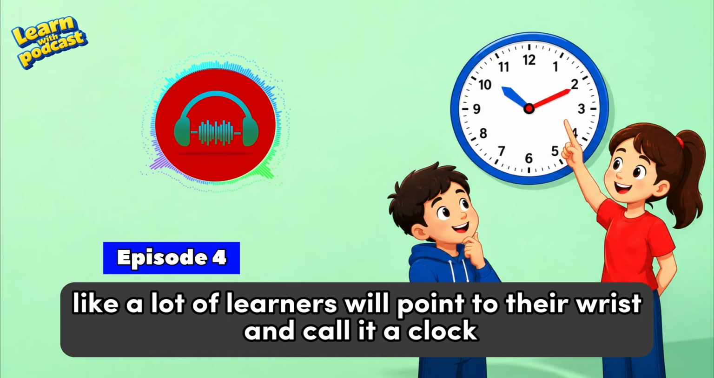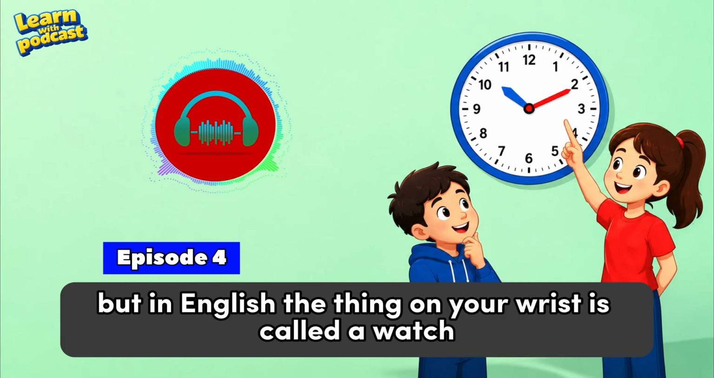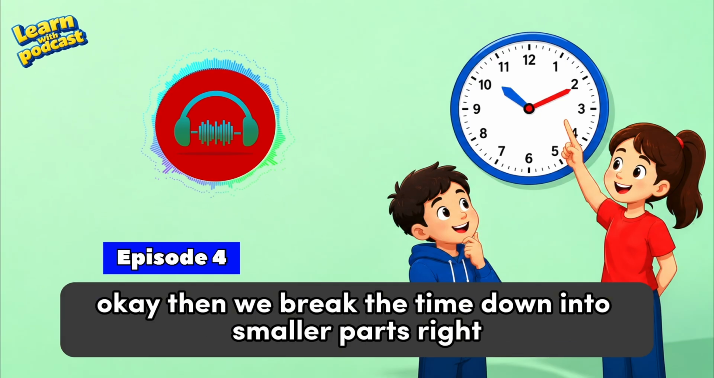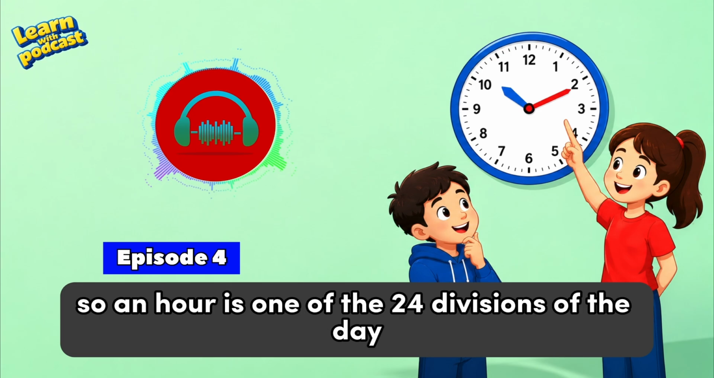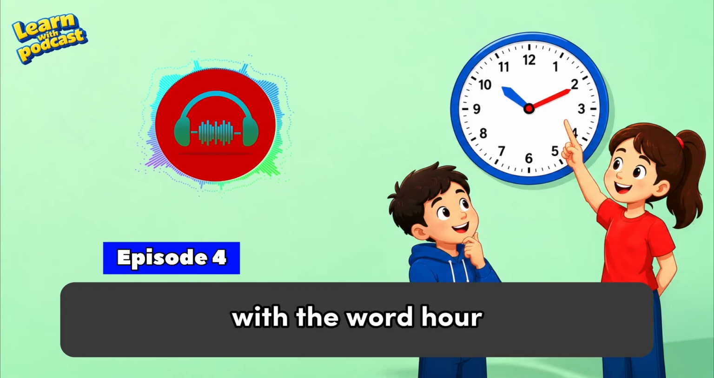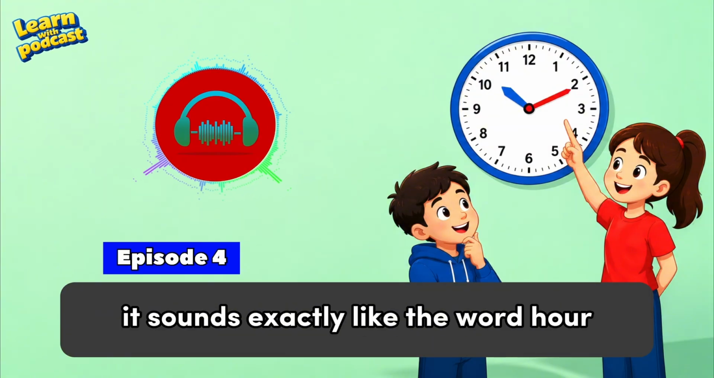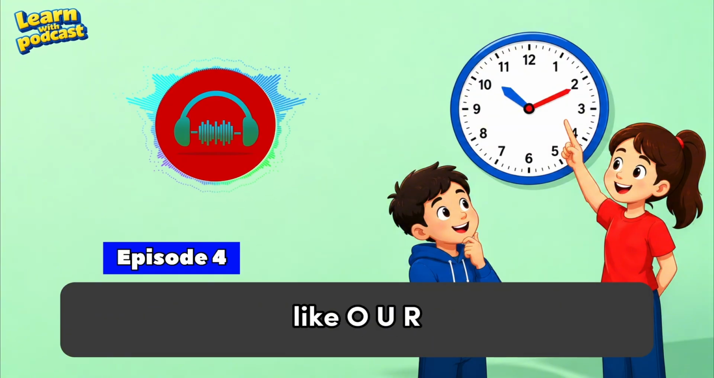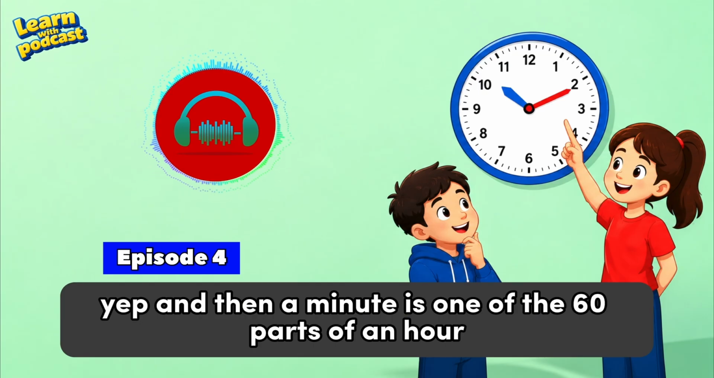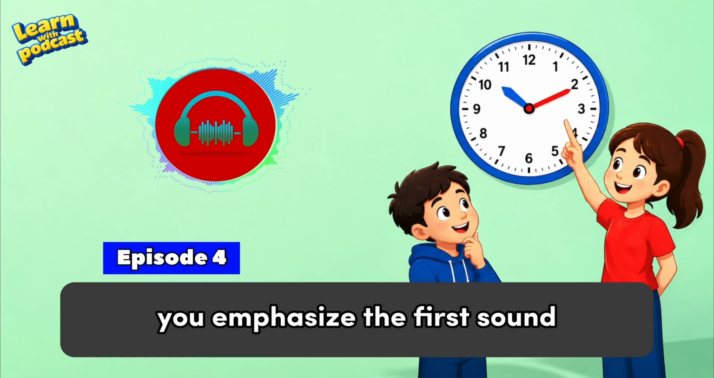A lot of learners will point to their wrist and call it a clock. But in English, the thing on your wrist is called a watch. Then we break the time down into smaller parts. An hour is one of the 24 divisions of the day. Pronunciation is very key here. With the word hour, the letter H is completely silent. It sounds exactly like the word hour, like O-U-R. And a minute is one of the 60 parts of an hour. Minute, M-I-N-ute. You emphasize the first sound.